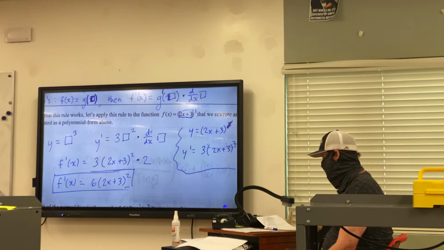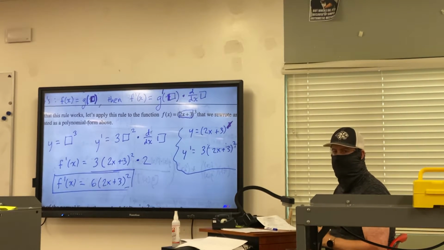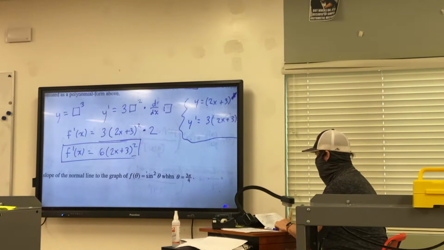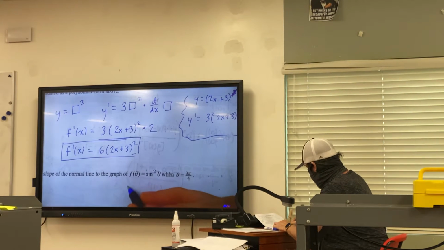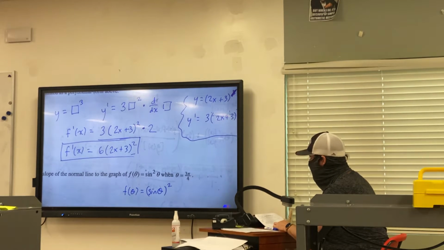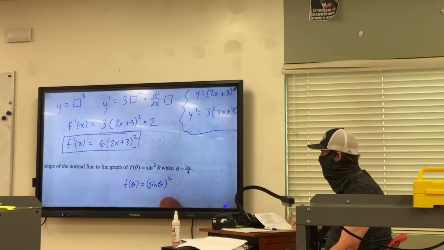Now, when we get to something like the one underneath, we have to be careful with how it's written versus how it actually is. Remember I said sine squared theta is just kind of a shortcut? How do we really want to think of this if I was plugging it into a calculator? f of theta equals sine theta in parentheses, squared. You want to think of it this way, that'll help you out a lot.